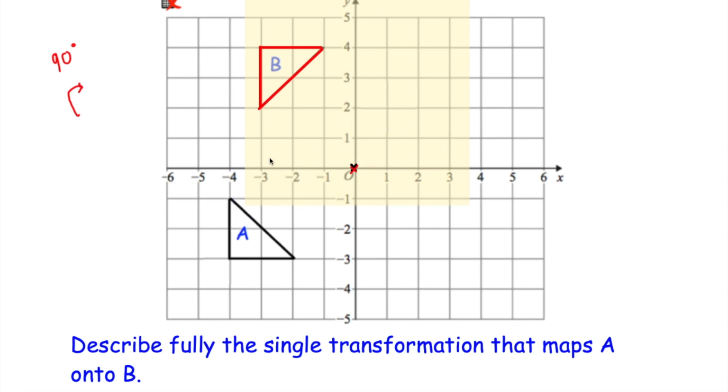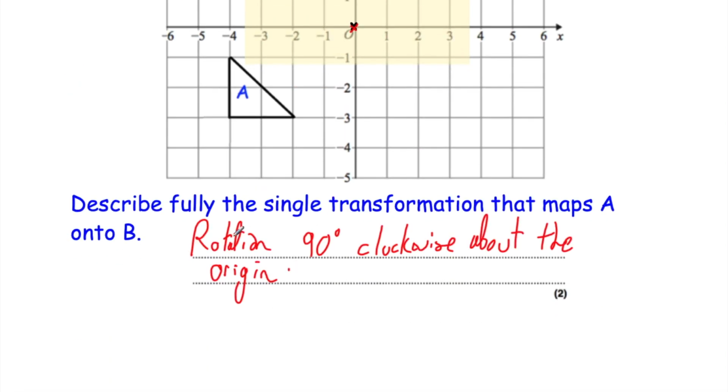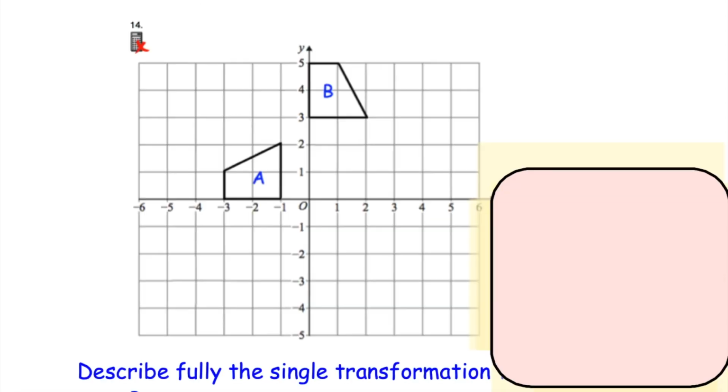And as you can see, if we rotate shape A 90 degrees clockwise about the origin, it lands on top of B. So that's our rotation. It is a rotation of 90 degrees clockwise about the origin, the point 0, 0. So let's write that down. And that's it. So I've said it's a rotation of 90 degrees clockwise about the origin. Okay, let's have a look at our next question.